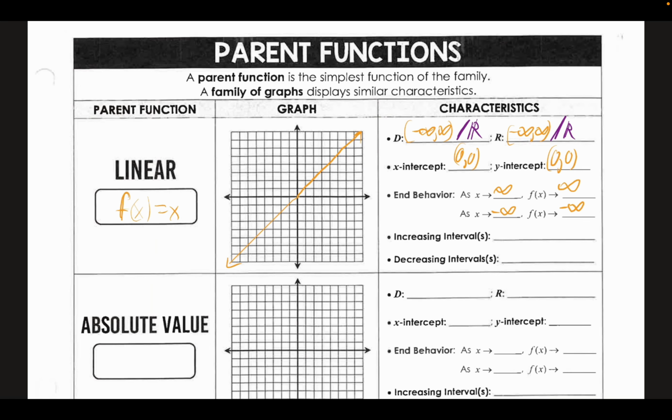The increasing intervals: this is increasing the whole time from left to right, always talking from left to right. So that's negative infinity to infinity, whereas the decreasing intervals don't exist. There are none on the parent function of a linear function.